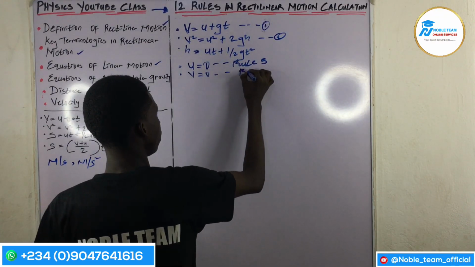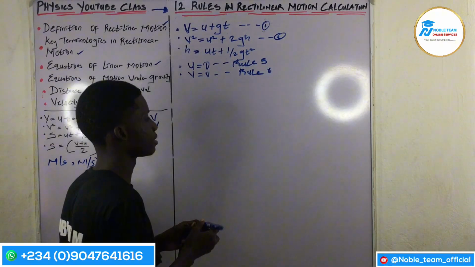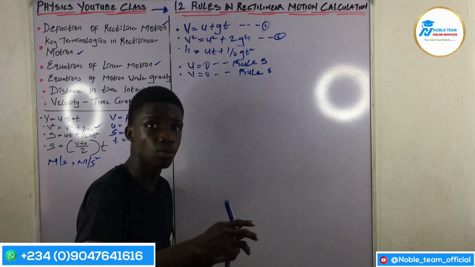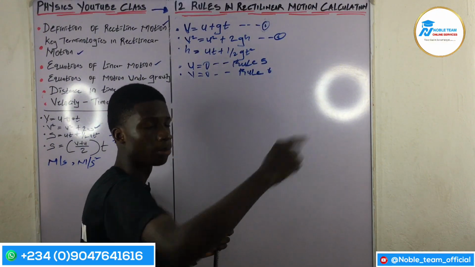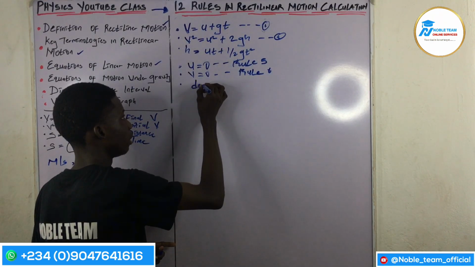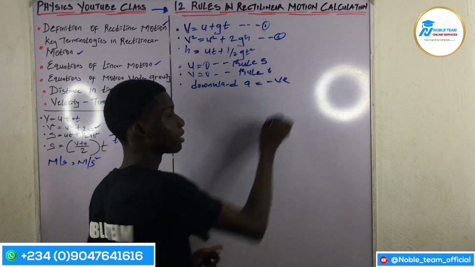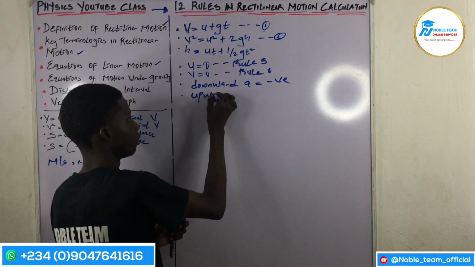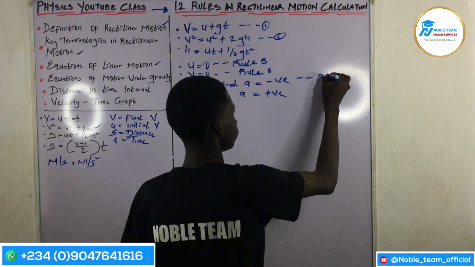Then rule 6. Remember, 12 rules. Then my rule 7 is this. When an object is moving downward, it simply means that the gravity is going to be in a negative form. If it is moving downward, A is equal to what? In the negative form. Then if it is moving upward, it simply means that my A is going to be in a positive form. Rule 7.